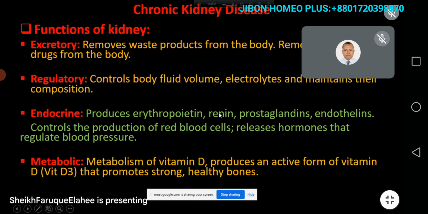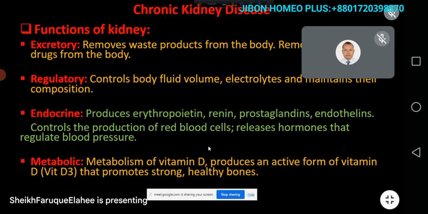Then renin controls our blood pressure. It regulates our blood pressure. This is very important also. This is its endocrine function. Now it comes to metabolic function. Metabolic function like liver. Most important is metabolism of vitamin D.